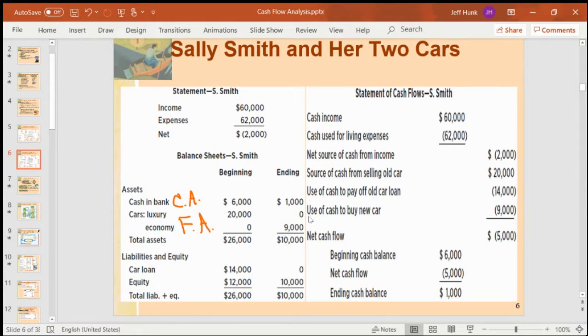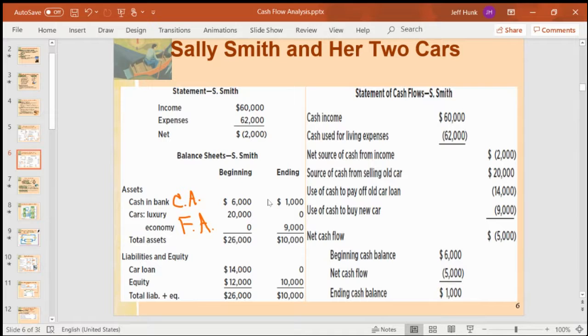And at the end of the year, her cash balance went down to 1,000, and she swapped into an economy car, which is 9,000. So her total ending assets at the end of the year is 10K. Now she sold a car. Maybe she sold it for 20,000, which is basically the market value. I mean, this is book value basically, but we're assuming the book value and the market value are the same.